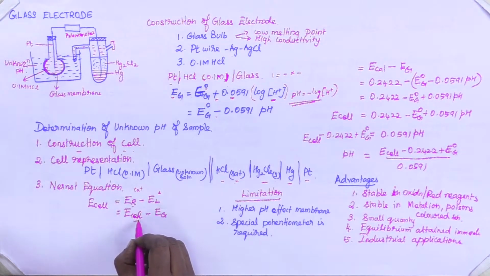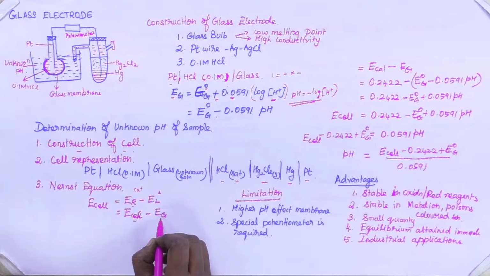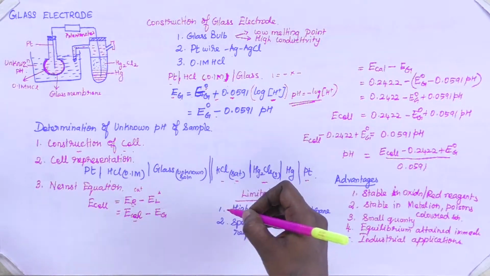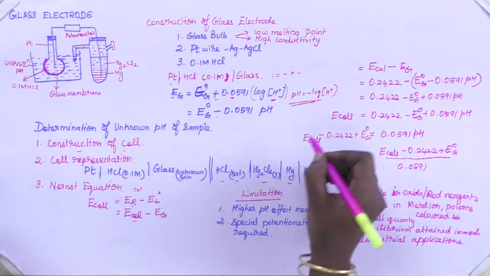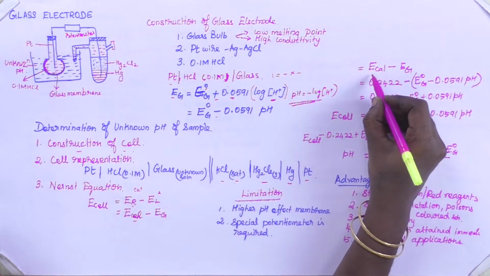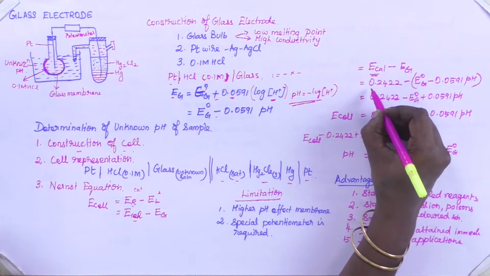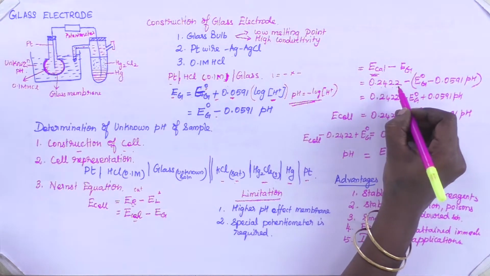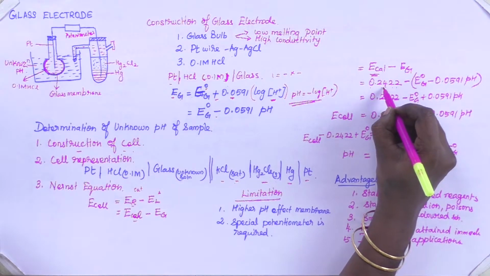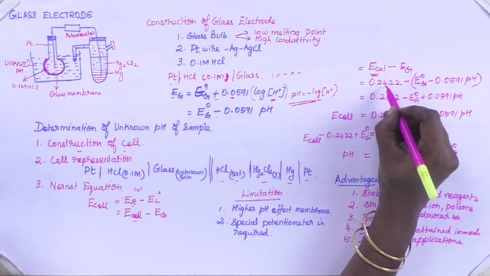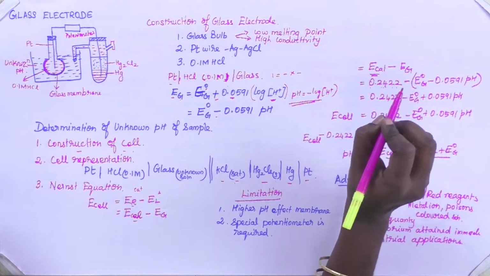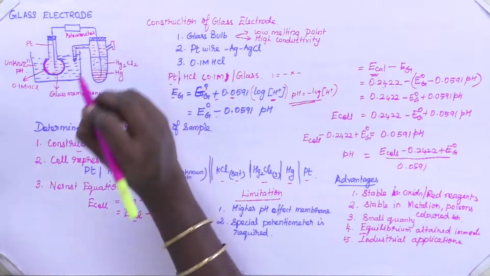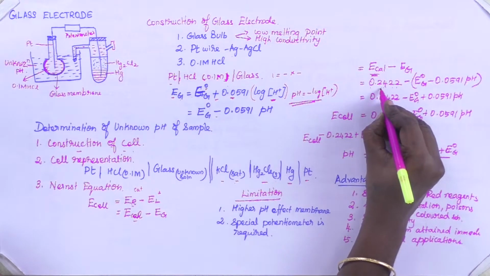So E cell is the potential of the calomel electrode minus the potential of the glass electrode. Now we substitute the known values into the equation. We know that E calomel is 0.2422, a standard value measured by coupling the calomel electrode with the hydrogen electrode, with a saturated KCl solution in the electrolyte medium. So this is a constant value.